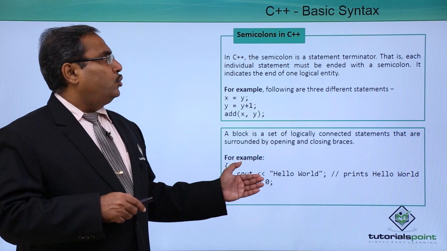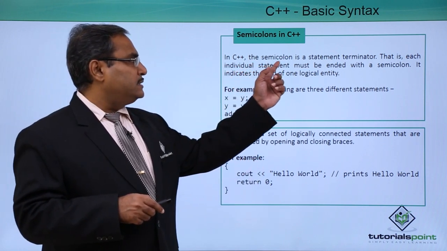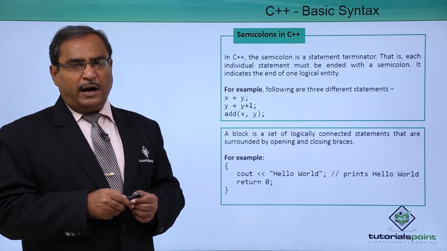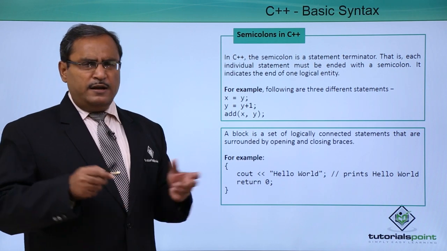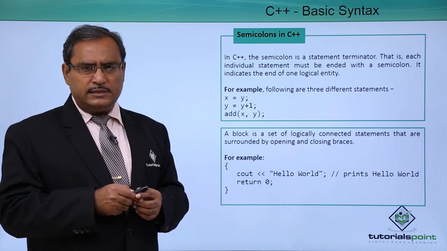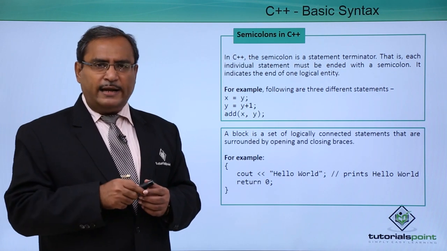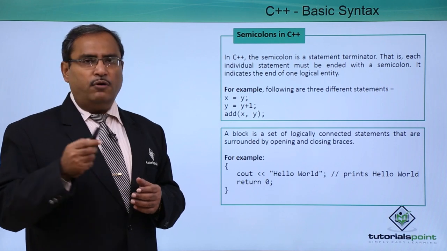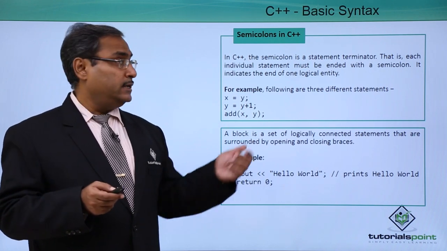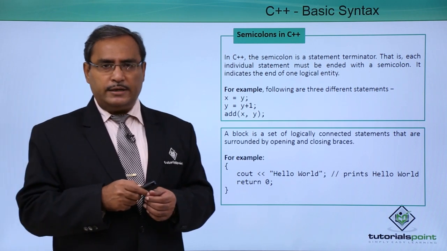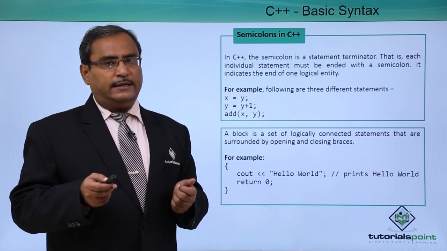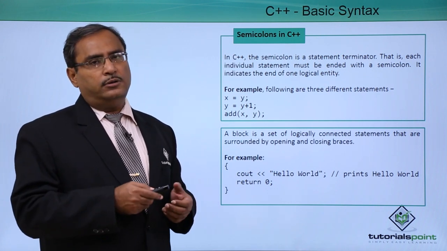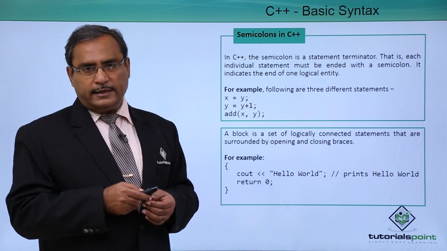Now let us look at semicolons in C++. In C++, a semicolon is a statement terminator, that is, each individual statement must be ended by this punctuation symbol, the semicolon. Different languages may have different punctuation symbols. If you go for COBOL, each and every line should be terminated by a period, that means a full stop. If you go for Java or C programming, there also we have the semicolon as the terminator. But if you go for Kotlin, the semicolon is optional, you may or may not give it. In case of Python, it does not require any kind of terminator.